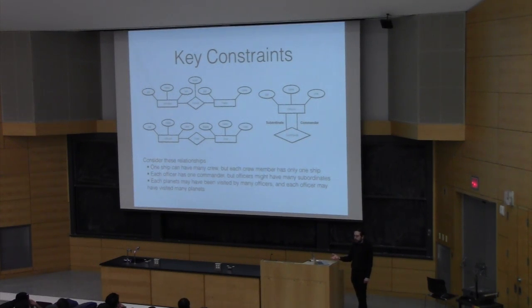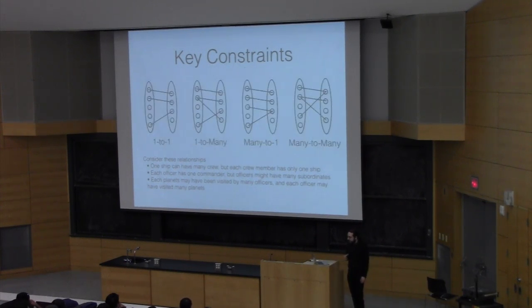A ship might have many crew, but each crew member typically only has one ship. On the other hand, an officer may have visited many planets, and a given planet may have been visited by many officers. So there are many different types of relationships, and we typically classify these into one of the following categories. Either one-to-one, where we're guaranteed that every single thing on the left-hand side is connected to at most one thing on the right-hand side. One-to-many, where the left-hand side can be related to multiple things on the right-hand side, or many-to-one, same thing, just flip it. Or many-to-many, where we don't have any constraints on how many relationships any given entity has. Any questions up to this point?